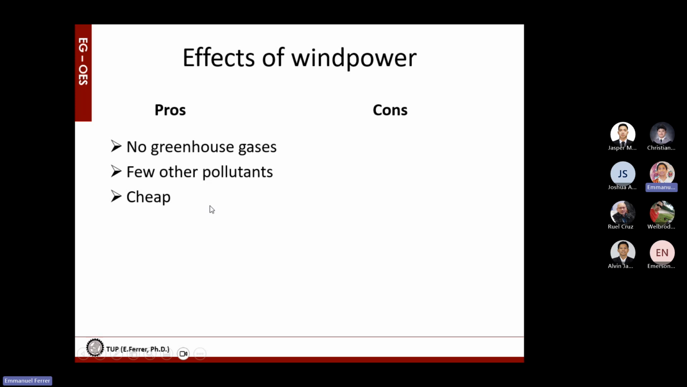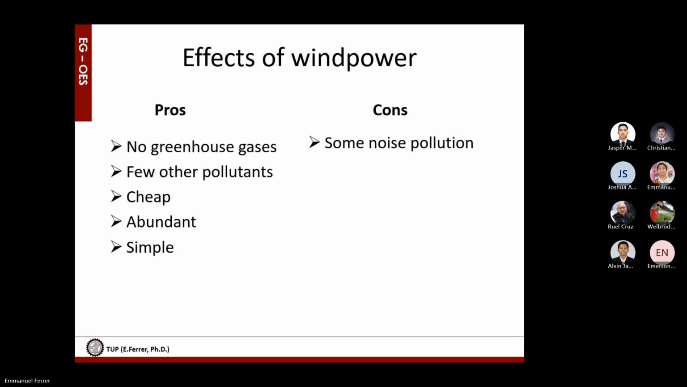Pros and cons. So walang greenhouse gas, same with solar. A few other pollutants, maybe noise. Kung mapapansin nyo, mga wind turbines, medyo maingay. Medyo nilalayo rin sila sa community. Okay? It's cheap. Free naman talaga yung source. Pero yung installation is not cheap. Wala kang feedstock. Abundant, of course, air is just everywhere. And it's simple.